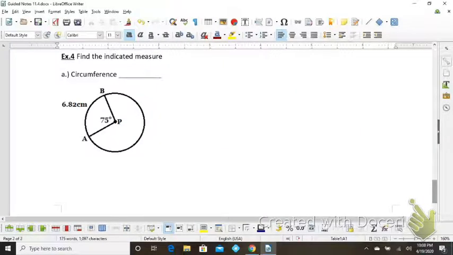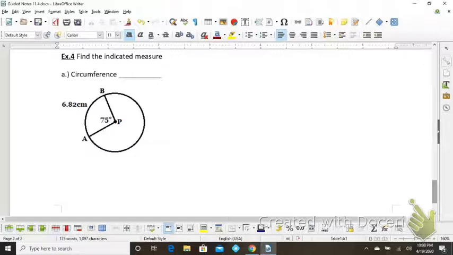All right, a couple more examples on 4. We've got 4A, 4B, and then we are going to be done with notes for today. So for 4A, we are asked to find the circumference. That's great.